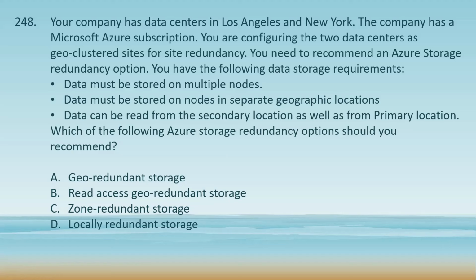The requirements are: data must be stored on multiple nodes. Data must be stored on nodes in separate geographic locations. Data can be read from the secondary location as well as from the primary location. Which of the following Azure storage redundancy options should you recommend? Your options are geo-redundant storage, read access geo-redundant storage, zone redundant storage, and locally redundant storage. And folks, the correct answer here is read access geo-redundant storage.